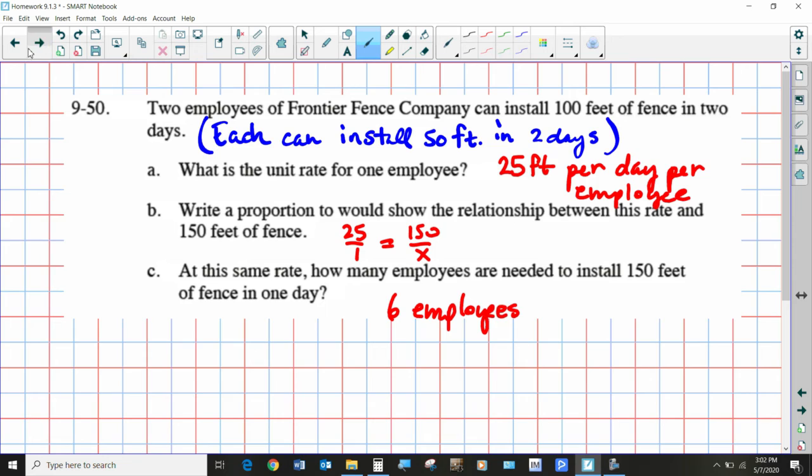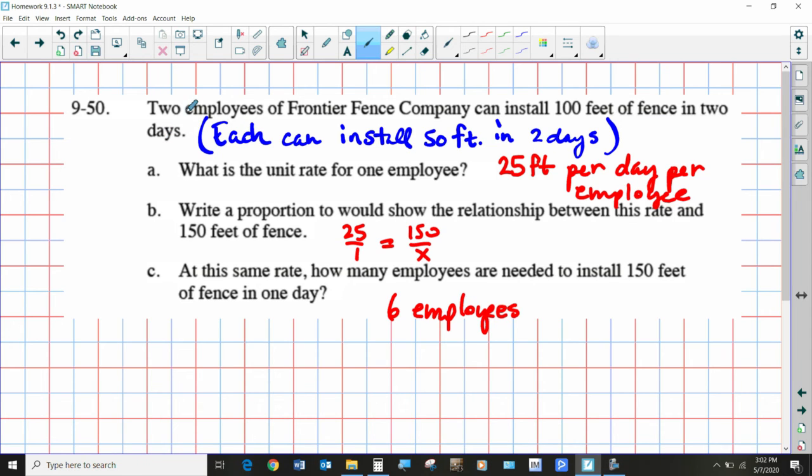And is this our last problem? It is. Good. All right, this is kind of a tricky problem. It says 2 employees of Frontier Fence Company can install 100 feet of fence in 2 days. All right, well, what is the unit rate per employee?